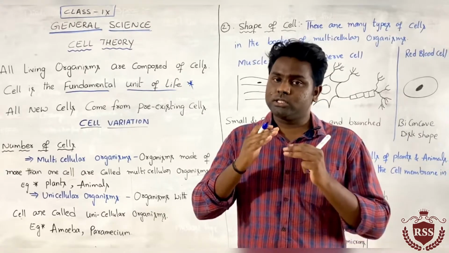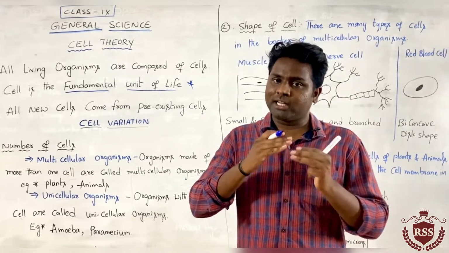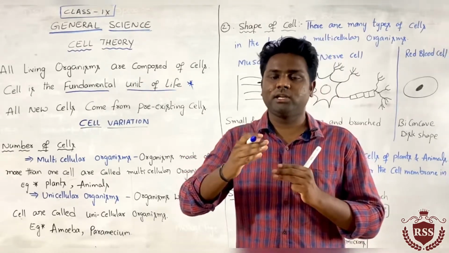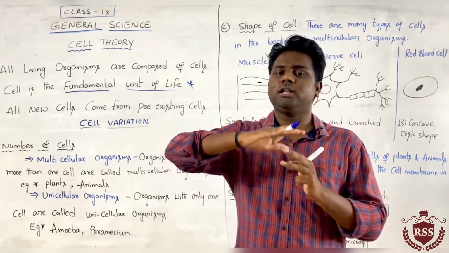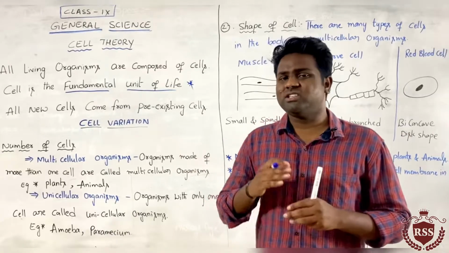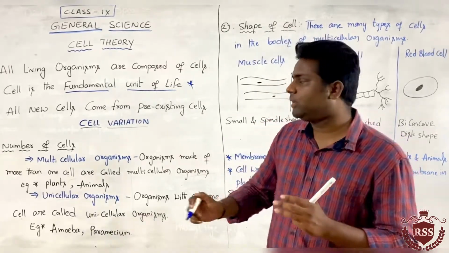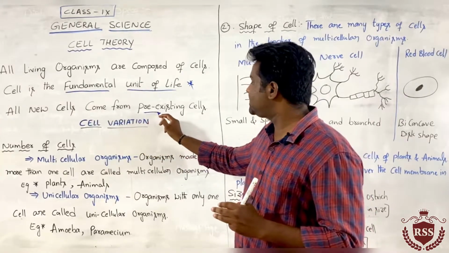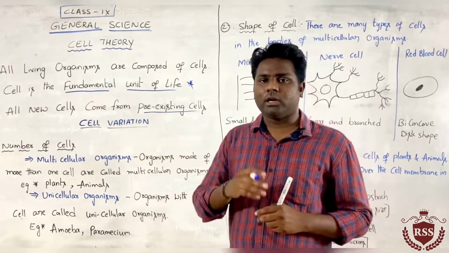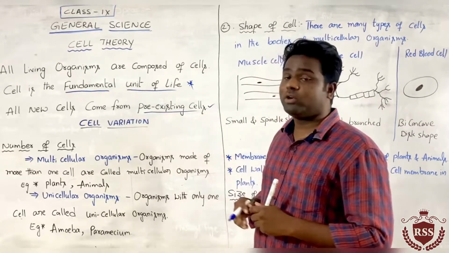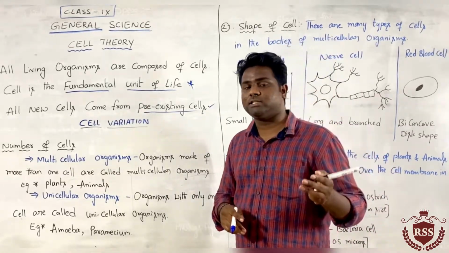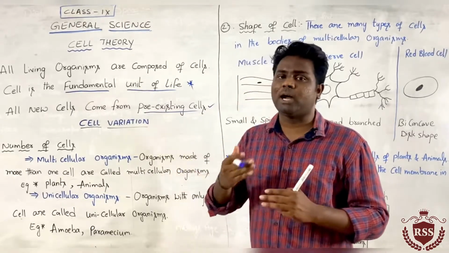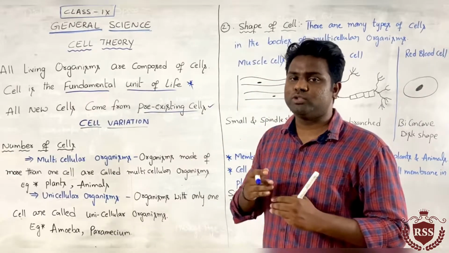How does a cell develop into an organism? One cell builds another cell, and that cell builds some other cells. In this way the organism will develop. That's why all new cells come from pre-existing cells. Understand this point? We already have pre-existing cells, and from those pre-existing cells only, new cells will come.